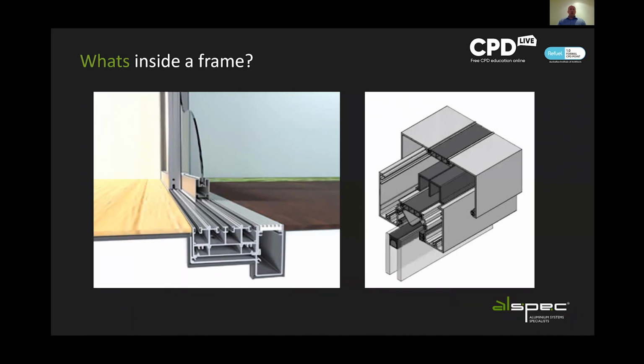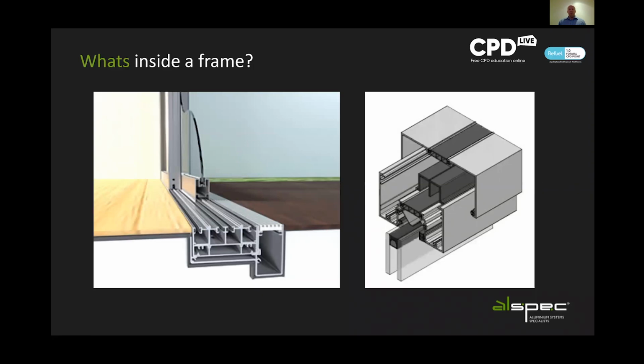So we're looking at the images here. We're looking at two different types of frames. We've got a standard aluminium frame on the left-hand side, showing a sill, and we have a window head system on the right hand side. The left hand side is all aluminium from inside to outside.